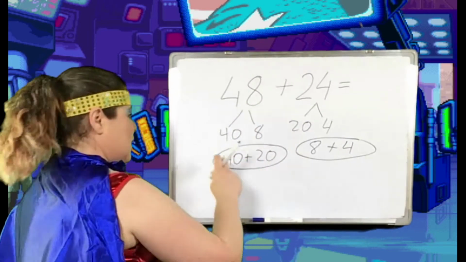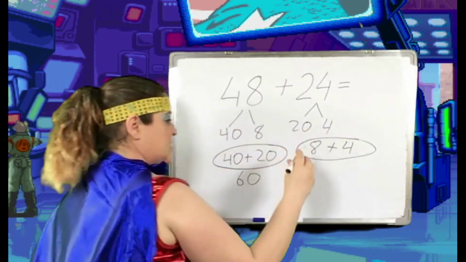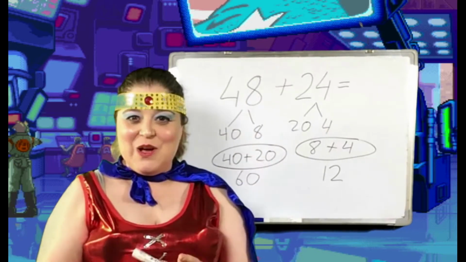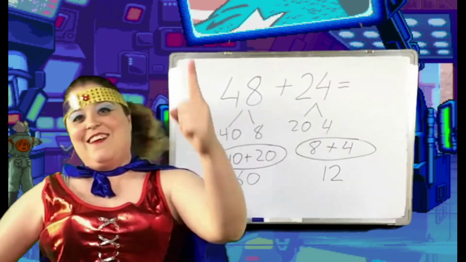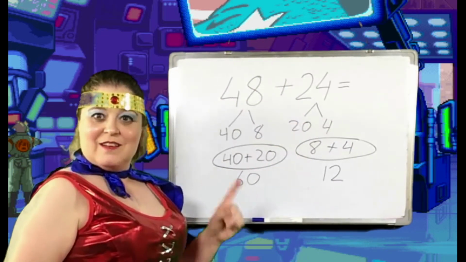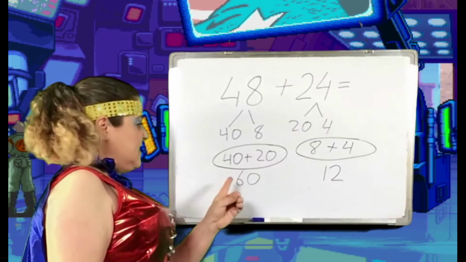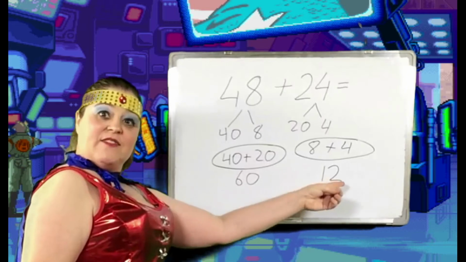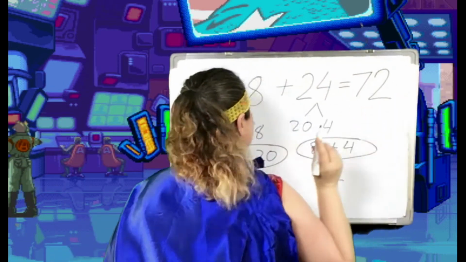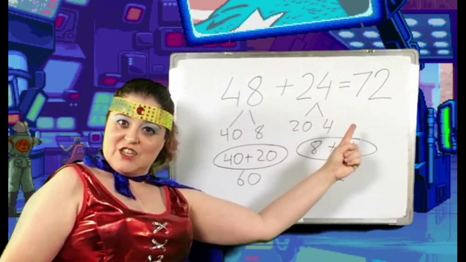So next we add. 40 plus 20 is 60. 8 plus 4 is 12. All right, finally, we put it together, and there's our answer. So, 60 plus 12. This one, again, we need to cross that tens. So 60 plus 10 is 70, plus 2 is 72. So 48 plus 24 is 72.